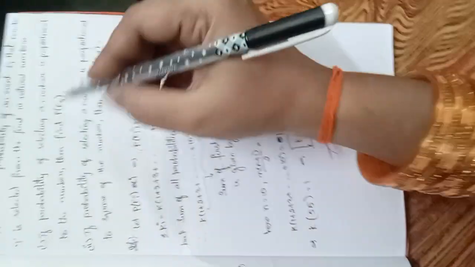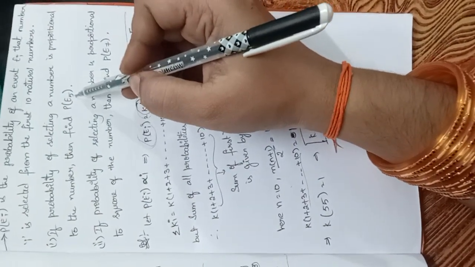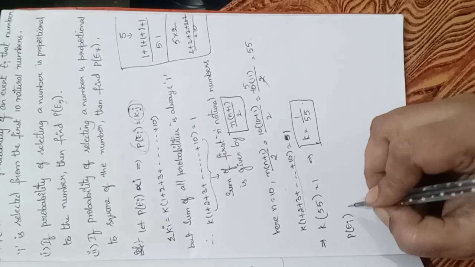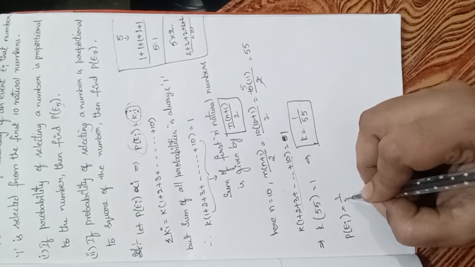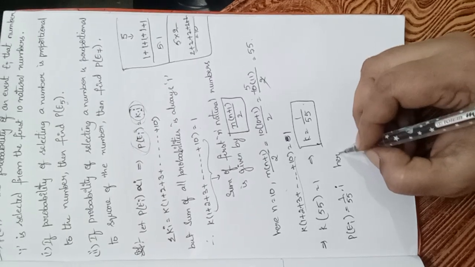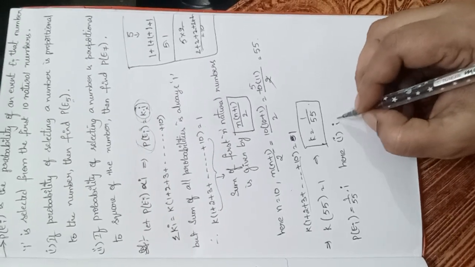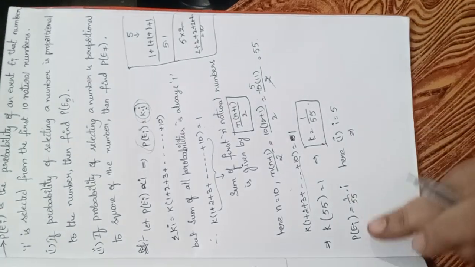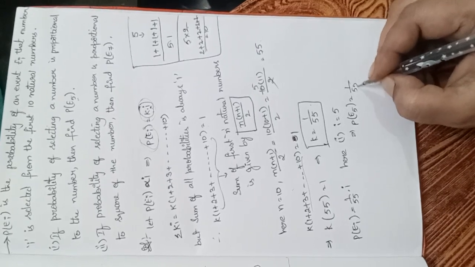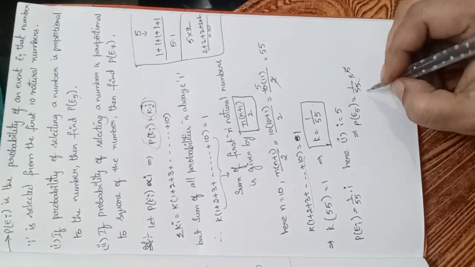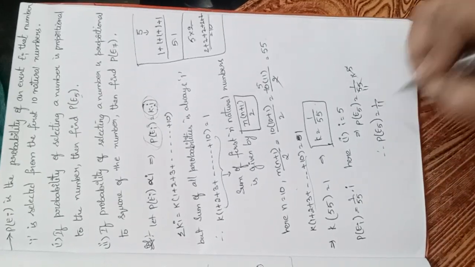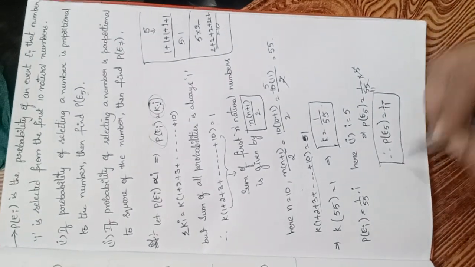Then in the first bit it is asked to find the probability of event 5. As we know, P of EI equals 1 by 55 into I. Here in the first bit I equals 5. Substituting the I value, P of E5 equals 1 by 55 into 5. 5 into 11 is 55. Therefore, P of E5 equals 1 by 11. This is the first bit answer.